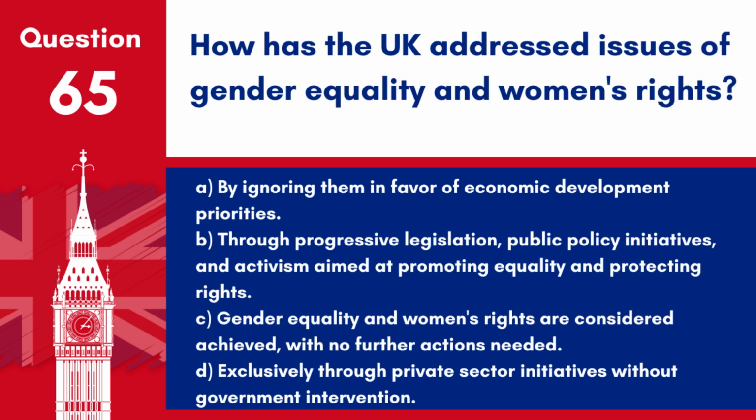Question 65. How has the UK addressed issues of gender equality and women's rights? A. By ignoring them in favour of economic development priorities. B. Through progressive legislation, public policy initiatives, and activism aimed at promoting equality and protecting rights. C. Gender equality and women's rights are considered achieved, with no further actions needed. D. Exclusively through private sector initiatives without government intervention.